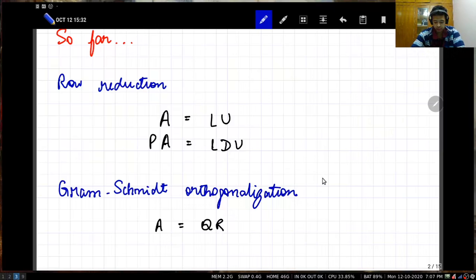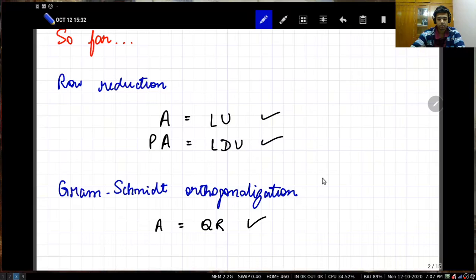So these are general decompositions. Any matrix A can be decomposed as L times U. There exists a matrix P such that P times A can be written as L times D times U, and any matrix A can be written as an orthogonal matrix Q times an upper triangular matrix R. So these are what are called canonical forms, and these three correspond to three canonical forms of a matrix. These are standard forms that any matrix can be expressed in terms of.